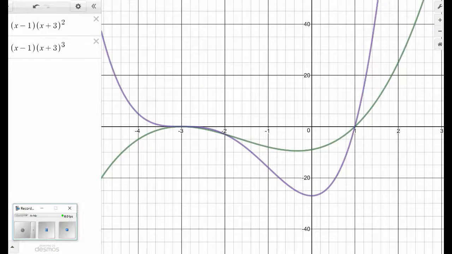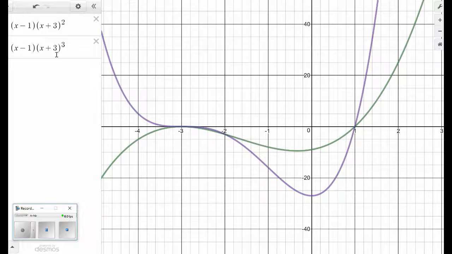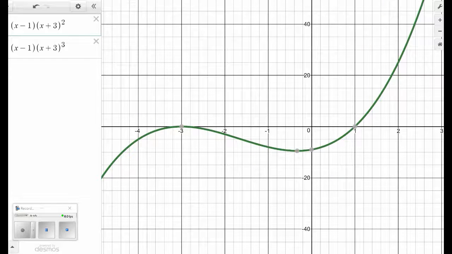So I graph both of the functions. f of x is the green function, and the purple function is when x plus 3 is a factor 3 times. Notice how both of these functions still have the only zeros at x equals negative 3 and x equals negative 1. So let me only look at the green function.